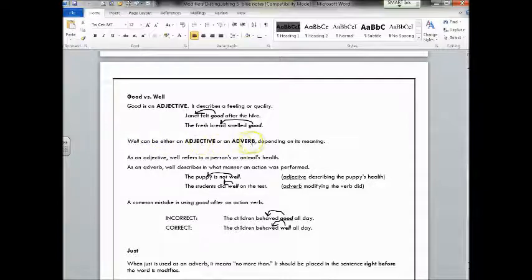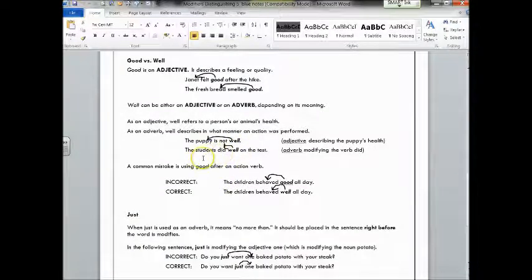Well can be either an adjective or adverb, but if it's an adjective, it has a very specific meaning. It's referring to a person or animal's health. No other reference works for well as an adjective, only when they're referring to someone's health. As an adverb, it describes how an action was performed. We perform actions well. We do not perform actions good. So the puppy is not well. Here we're referring to the puppy's health, so we want the adjective to describe puppy. However, the students did well on the test. Did is a verb. We need well, not good, because we're modifying the verb did.